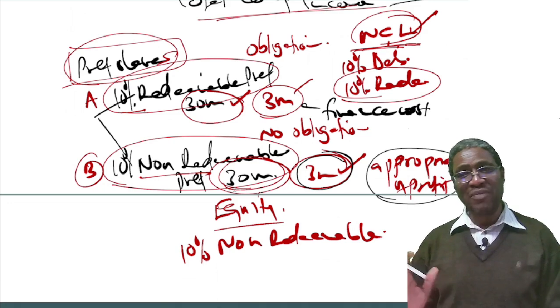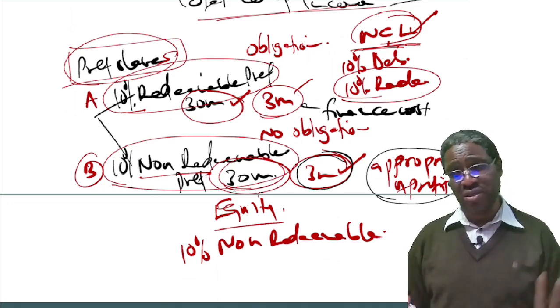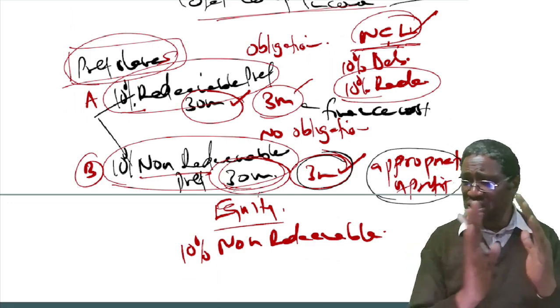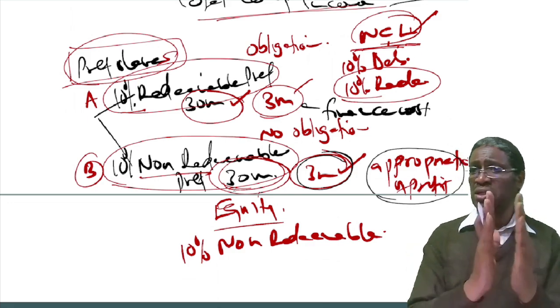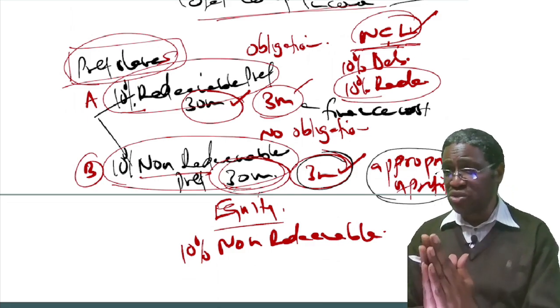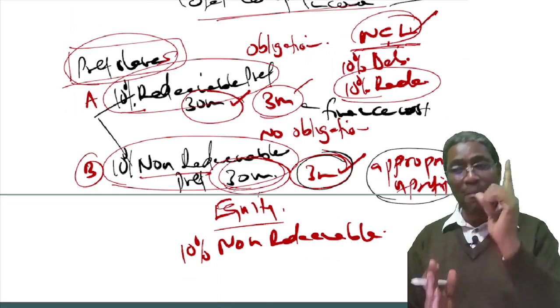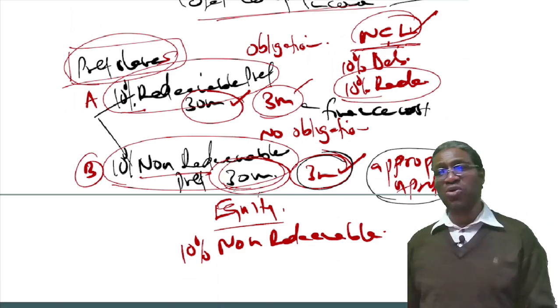Okay? This time you don't just treat preference shares anywhere. That is commonly tested. In some settings, you find the examiner having brought redeemable. In other settings, you find the examiner having brought non-redeemable. So you must be careful. I hope we are all together.